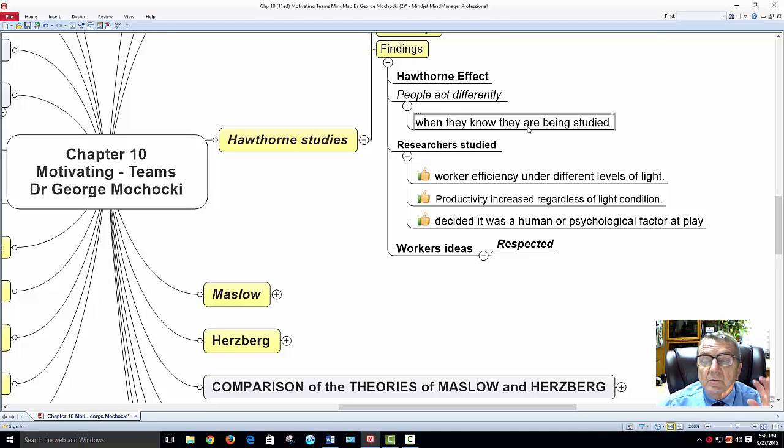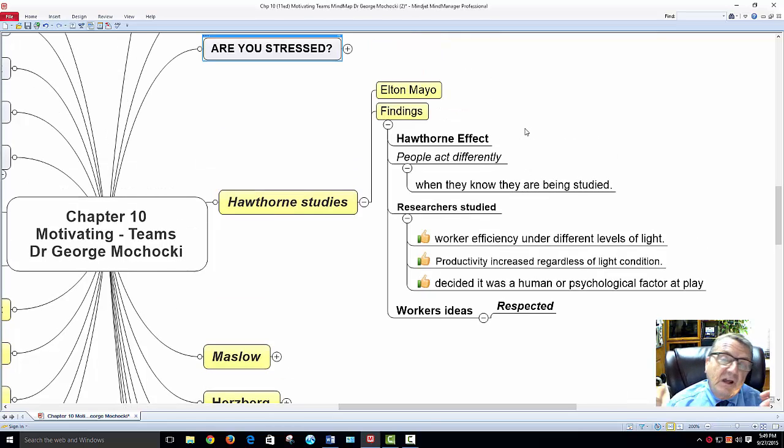People acted differently when they knew they were being studied. Remember, then he took all the lighting off, and production was still high. So he says, wait a minute. The common denominator wasn't the illumination; it was the interaction with management or with the individuals. So this is where the whole behavioralist theory came from, this research data. They were looking at production increase, not bringing in the behavioral aspect of people. People have feelings. People are involved.